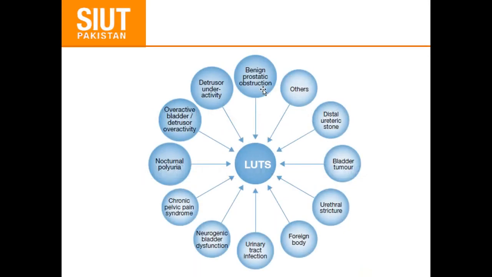As we have already studied the anatomy and briefly the pathology of the prostate, we will go for a quick overview of the different causes of lower urinary tract symptoms, as it is not just the prostate that causes lower urinary tract symptoms. They can be caused by other causes like a distal ureteric stone or a bladder tumor, urethral stricture, foreign body, a UTI, neurogenic bladder, nocturnal polyuria, chronic pelvic pain syndrome, or detrusor underactivity.